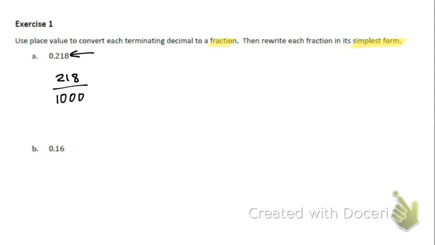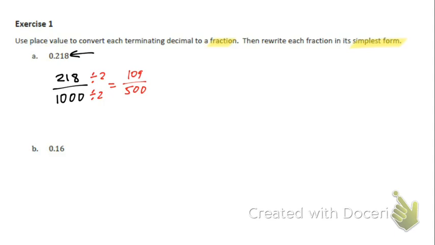With certain fractions, if there's not a number you feel like you could go into both, or you can't think of that number, just try 2, right? Because they're both even. Divide top and bottom by 2. You get 109 over 500. I believe that's as simplified as it could be. Alright, next one.